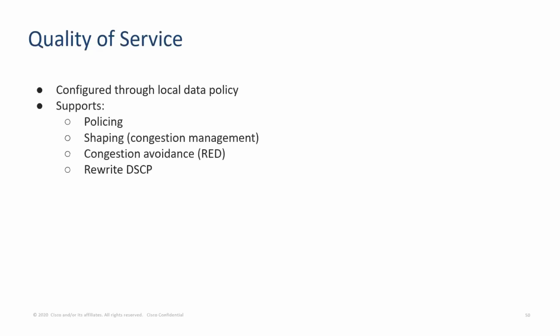So finally, we're just going to talk briefly about quality of service. Because of the application-aware routing, the use of QoS is not always something you need to configure, but in some cases you may want to protect your queues from being starved by other traffic. So this is configured through a local data policy, so it's not the centralized one. It supports policing, shaping, congestion avoidance, and rewriting of DSCP values. So the congestion avoidance mechanism is RED, so it's not weighted RED. Might be something to keep in mind.